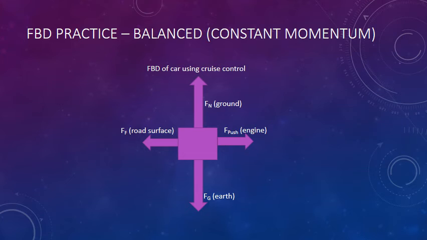So this car is moving. It has friction. We wouldn't have friction if we weren't moving, and the car is being pushed. Even though the free body diagram is balanced, it's moving. It's just moving with a constant momentum. It's got a velocity that's not changing.